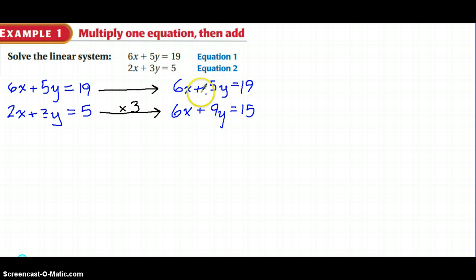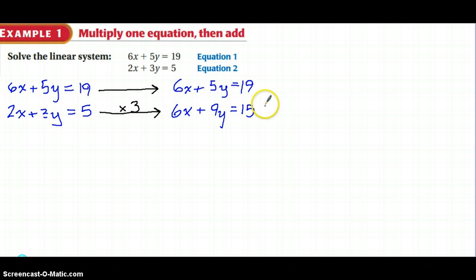At this point, I'm sure you can kind of see where this is going. I will now be able to cancel these out. But this says add. If you added these, would you cancel them out? No, you would not. You would end up with 12x, 14y, and 34. We don't want that. So this says add, but really, we're going to go ahead and subtract each of these pieces.